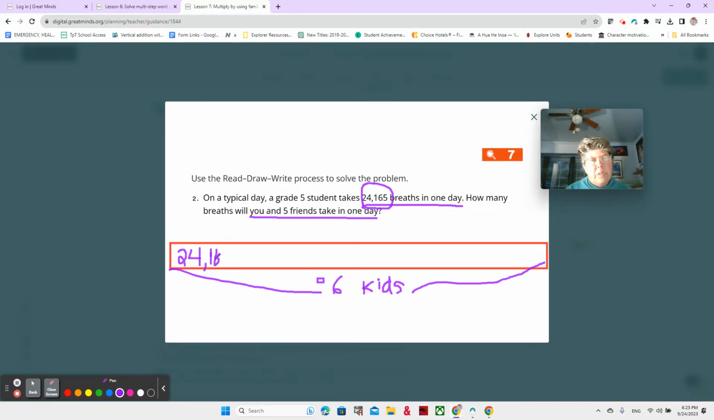And once again, we can use kind of the quick method where we just put 6 parts. 1, 2, 3, 4, 5, 6. We can just put some dots. And each of these is 24,165. Okay, because we're drawing it, we know what it means. All right. So let's think about that. Basically, it's 24,165 times 6, right? Because it's you and 5 friends.